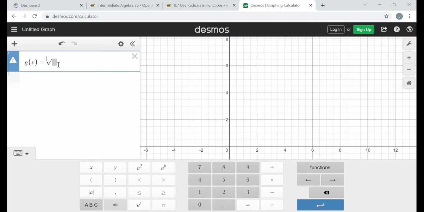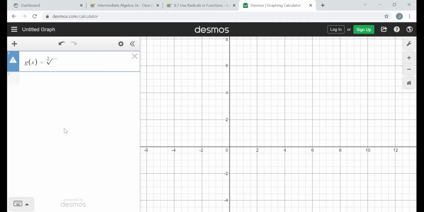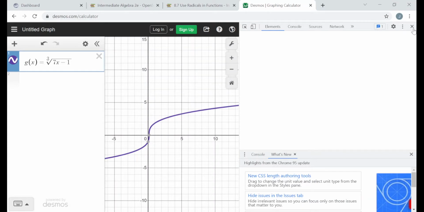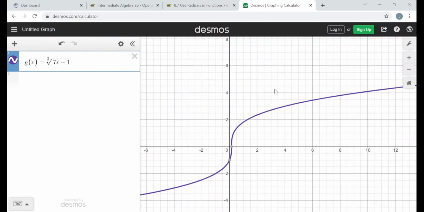Put that in, and now the cursor is where I would enter the index of 3 for the cube root. All right, and then I'll put the keyboard back down. So the cube root of 7x minus 1. And look at this crazy function here, right? A little S curve. What the heck is going on? But you see the curve here?